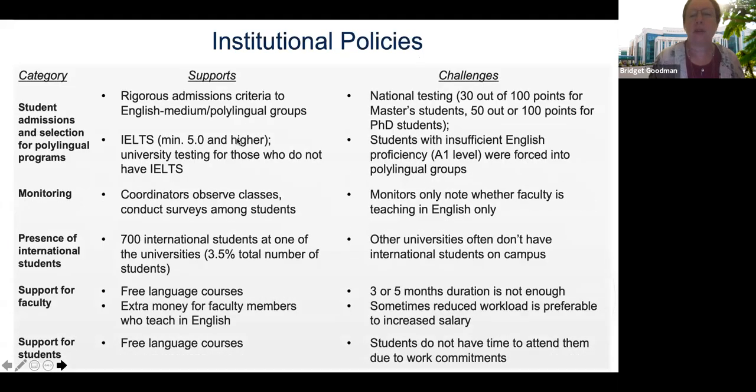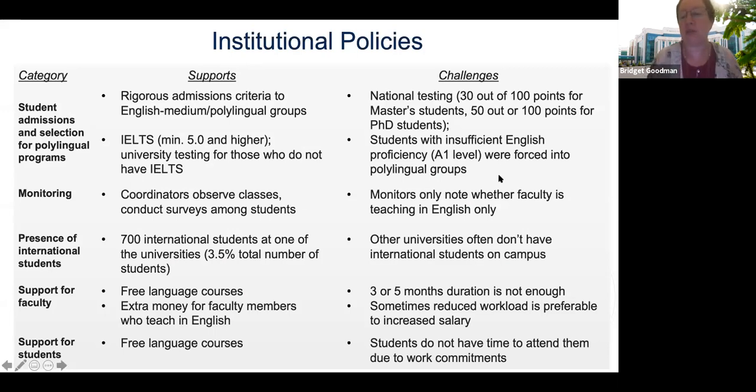Some other supports and challenges. A big one is student admissions. So some universities have criteria, they require IELTS scores, they have university testing. Others use national tests where you can get 30 or 50 points out of 100 and still get into the program. Or in one university, there were students who actually enrolled in Kazakh or Russian medium groups, had A1 level English, and were forced into polylingual groups.